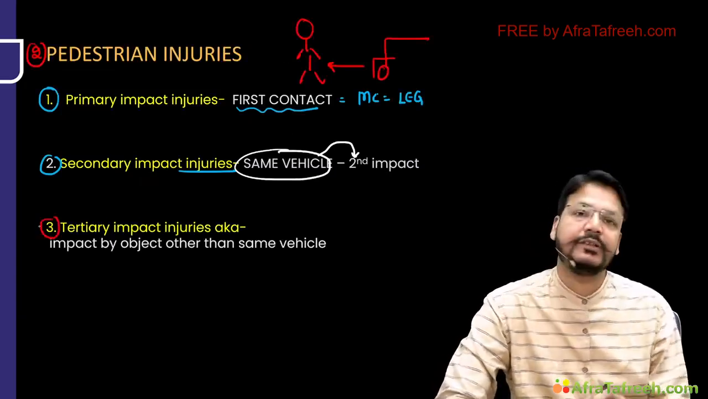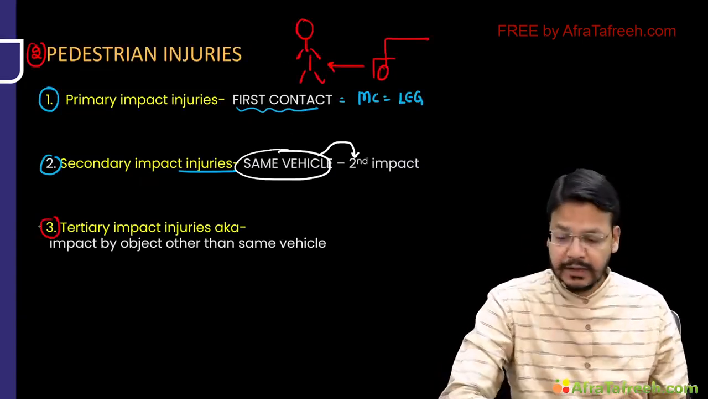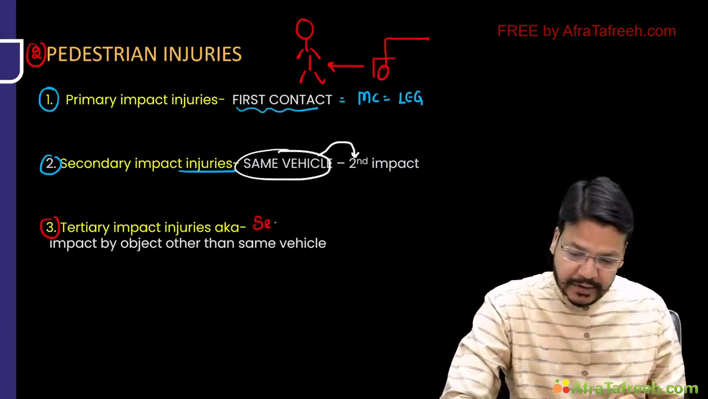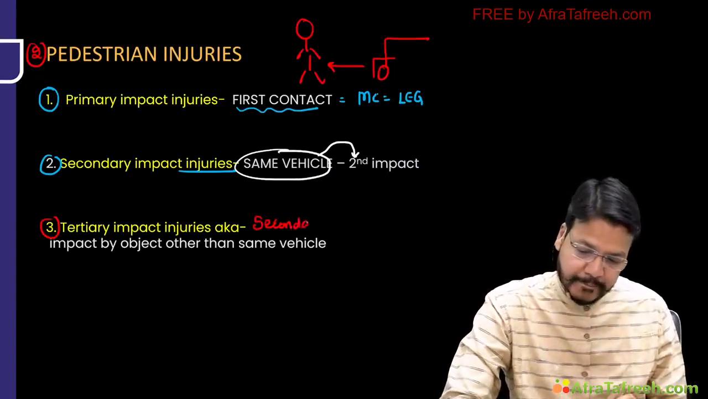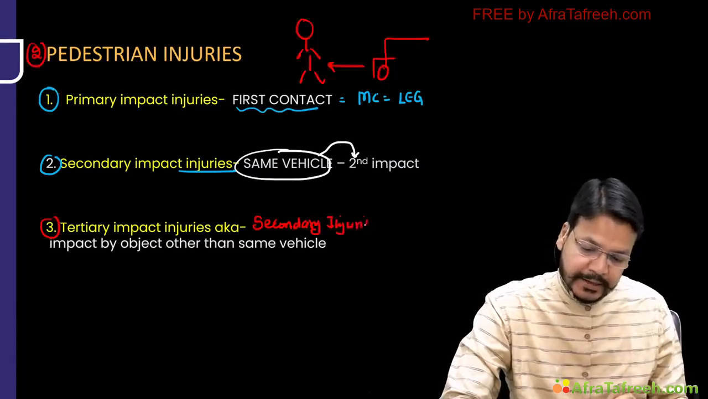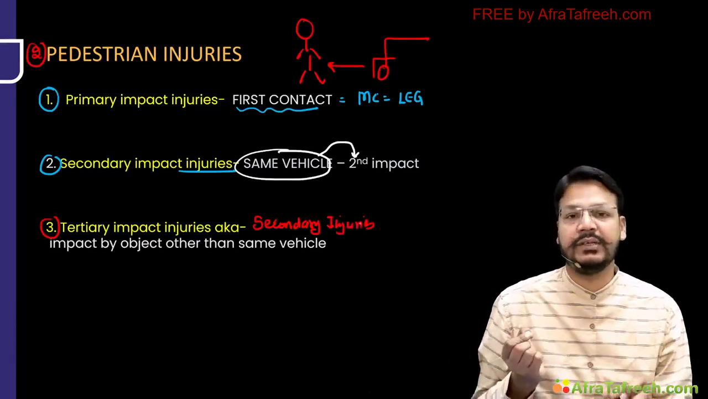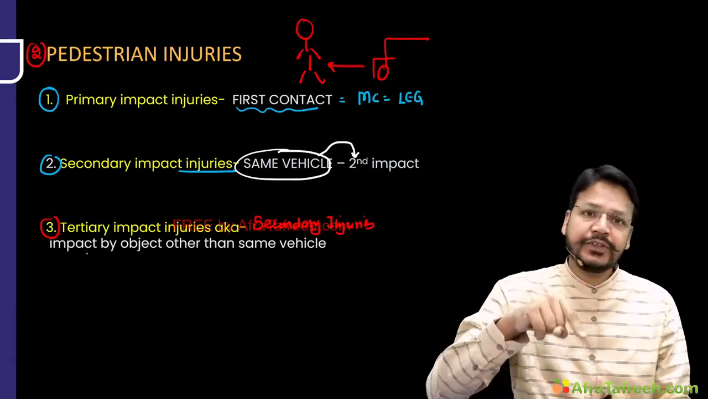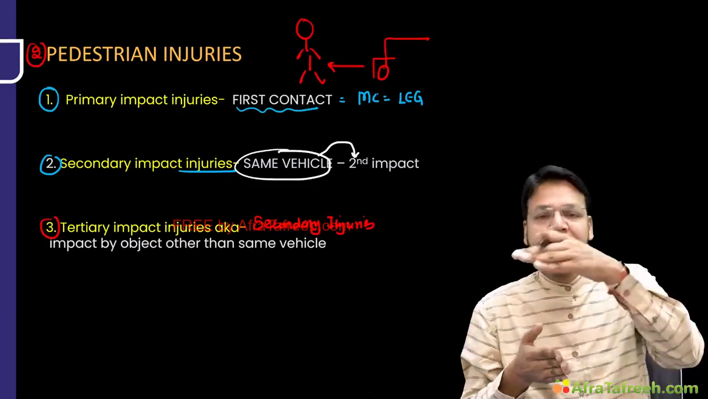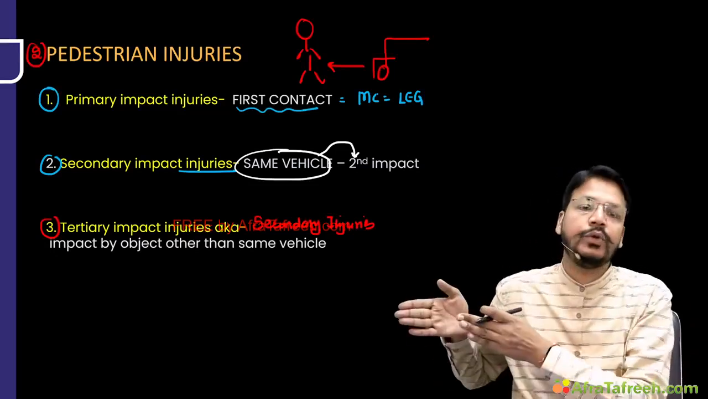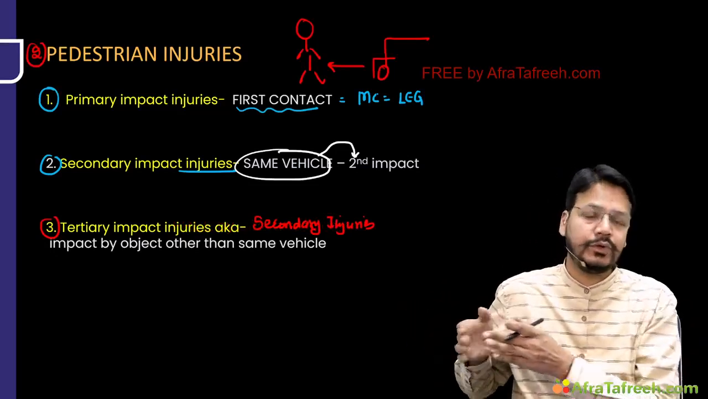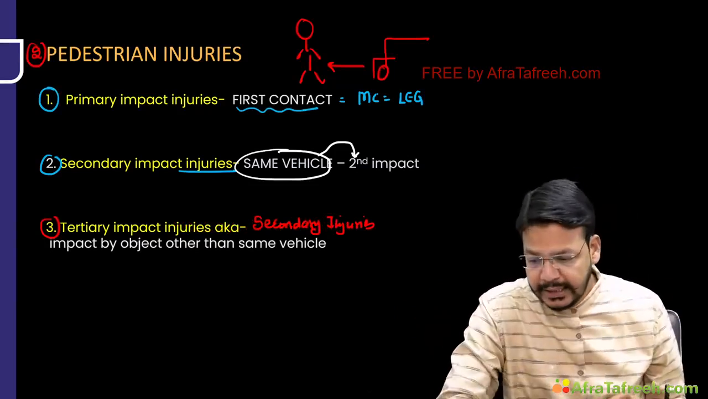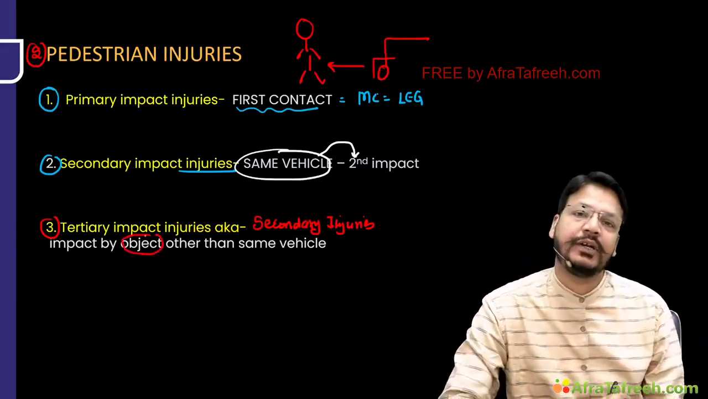Now I am coming to tertiary impact injuries. Tertiary impact injuries are also known as secondary injuries. Now, Dr. Sahab, primary impact is the first contact. Secondary impact, same vehicle, second contact. Now you are thrown on the road or any other object. So it is impact by any other object.